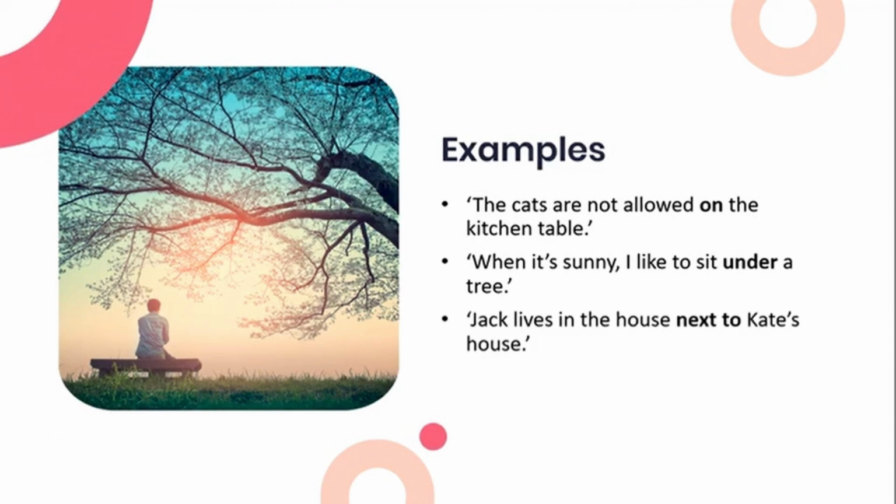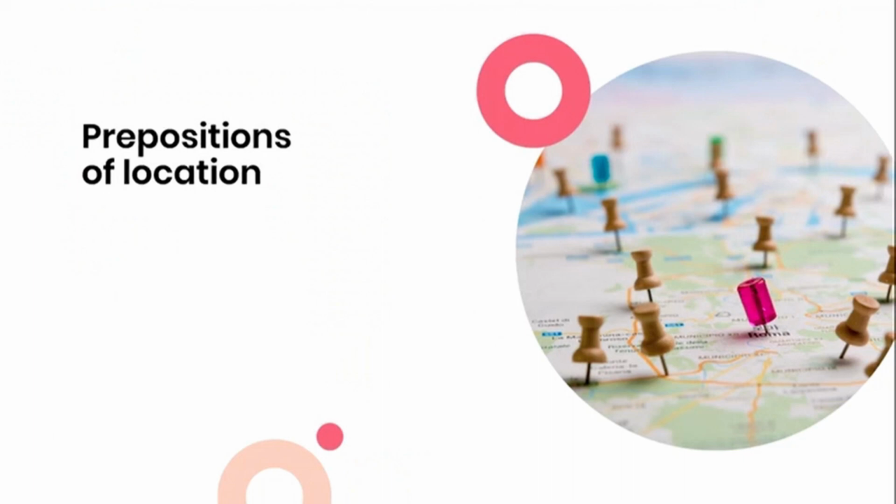Jack lives in the house next to Kate's house, which means that Jack and Kate are next door neighbors.